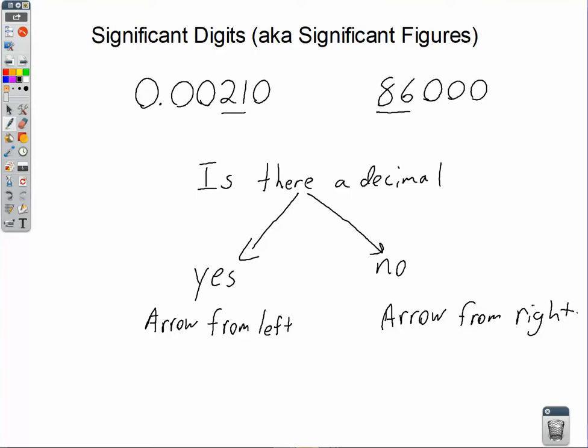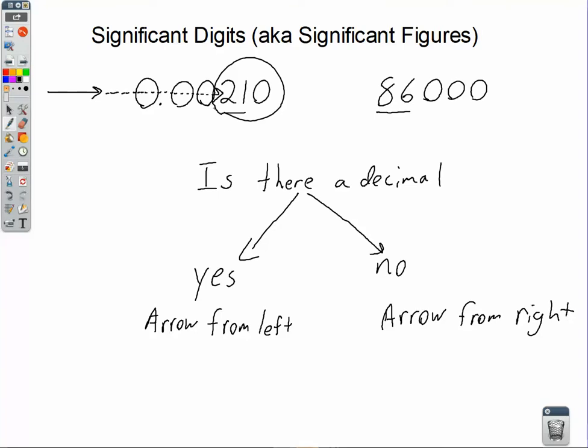We're going to take a look at the left number up here. Is there a decimal? Yes, there's obviously a decimal, so we shoot an arrow from the left. That arrow is going to go through the zeros, through the zeros, through the zeros, and stick in the 2. What's left? The 0 on the other side. The digits that are left over after that arrow sticks are the significant digits in that measurement. So in this case, we have 3 significant digits. The arrow does not pass through the 2 and the 1 to eliminate that 0 on the right-hand side.